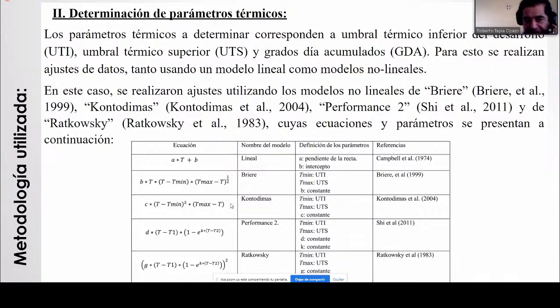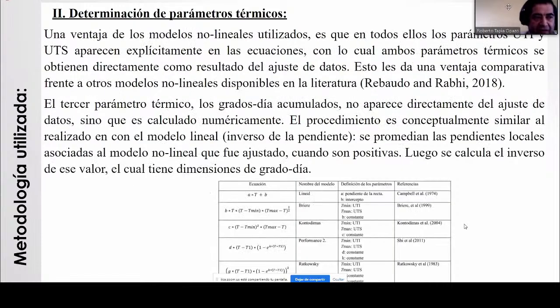So overall, the idea is that we have tests for several models, even more than the ones we show on the table. The idea is to have a calculation of minimum and maximum temperatures directly, where other models end up being more complex and it doesn't allow us to have maximum and minimum temperature. So these were the ones that best fit.